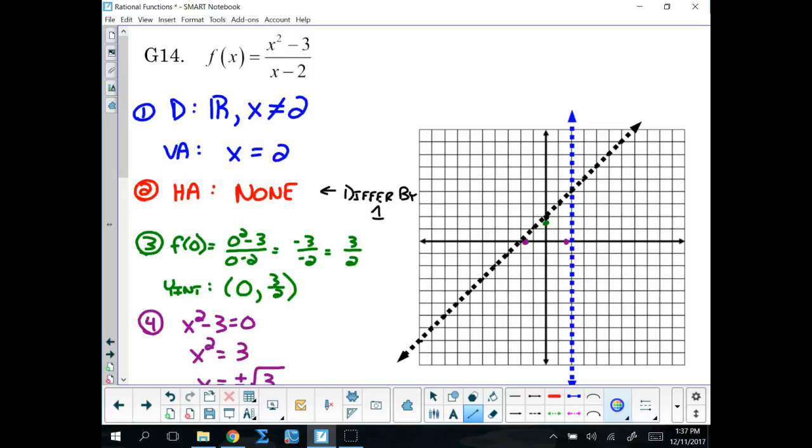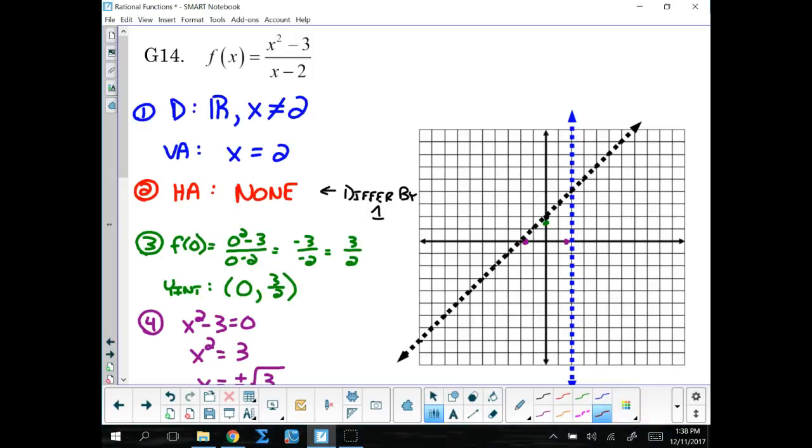How many zones does this graph have? 2, because I only got one vertical asymptote. So I have a left side of the vertical asymptote and a right side. Looking at the left side, do I have enough points to draw in that side? I would agree that we do.